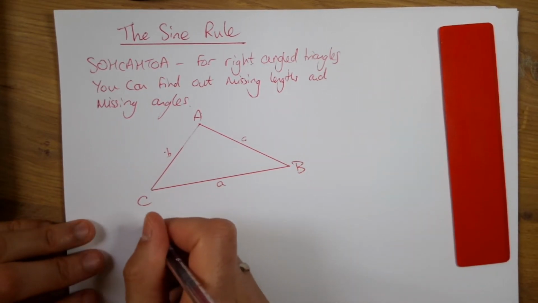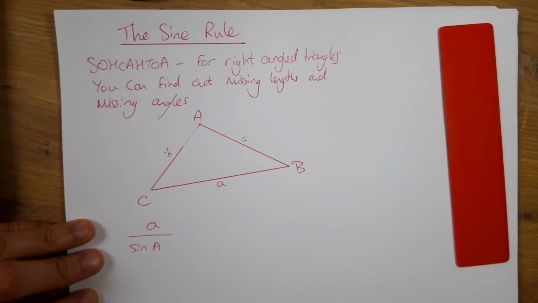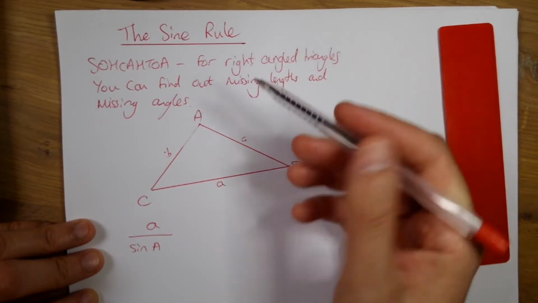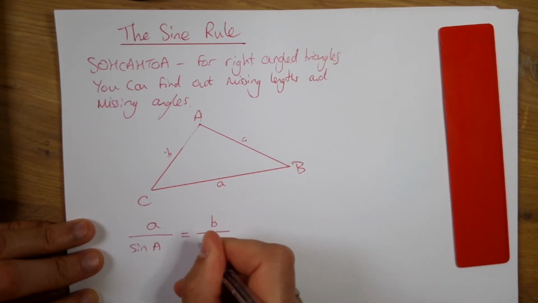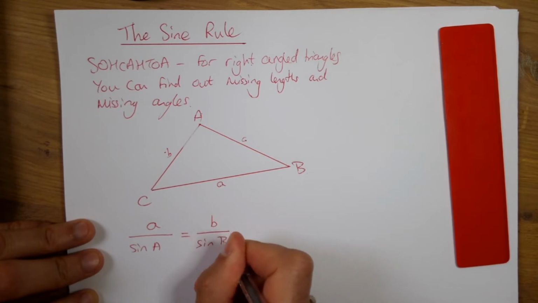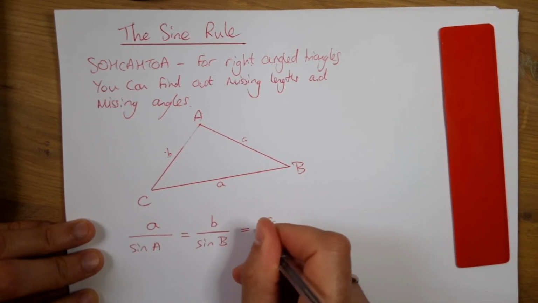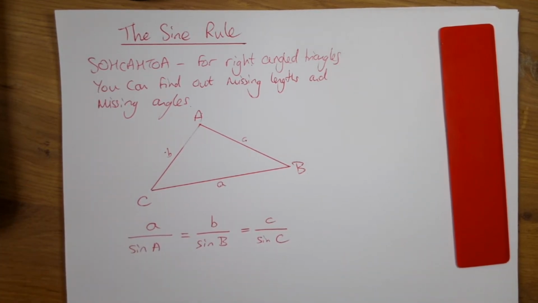This is what the sine rule says. If you take the side a and divide it by the sine of its partner angle, so this side length divided by the sine of that angle, you will get the same number as if you took b and divided it by sine of B. And you'd get the same number if you took side c and divided it by sine of angle C. That's a rule that will work in any triangle.